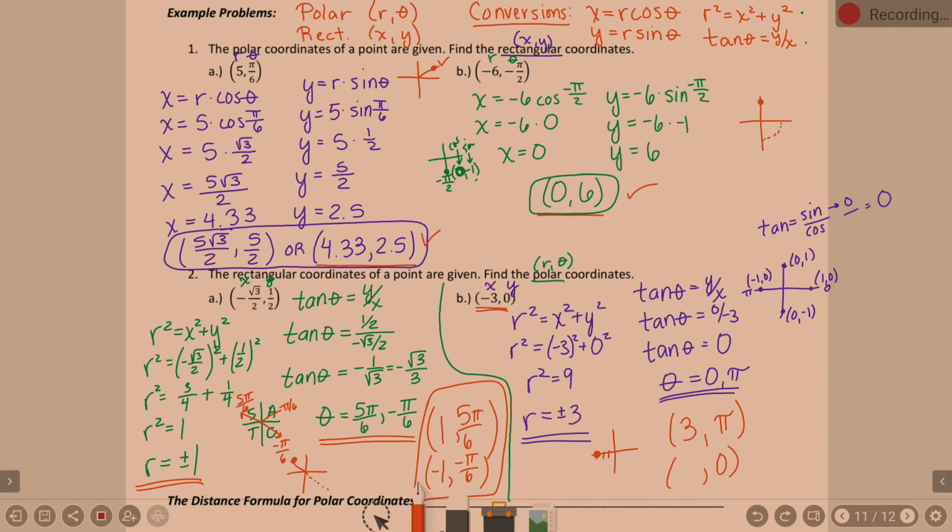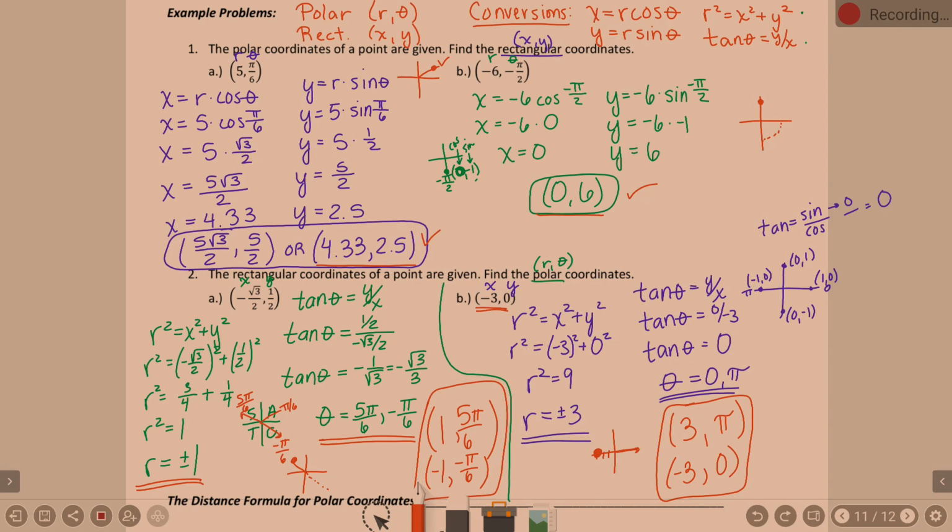Our other angle is 0. Now, keep in mind, 0 is going out over here, right? Here's 0. If this is 0, then how do we get over to this point over here? That means we're going to have to shoot back through the pole, and that's going to be a negative 3. So we have the polar coordinates of 3 comma pi and negative 3 comma 0.